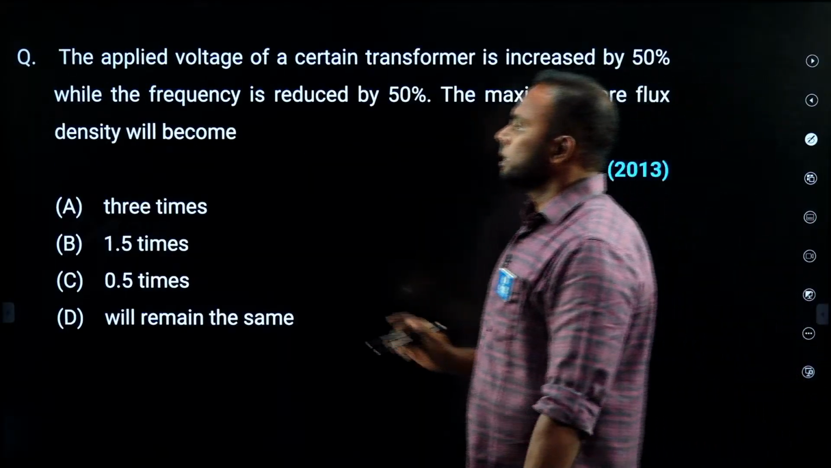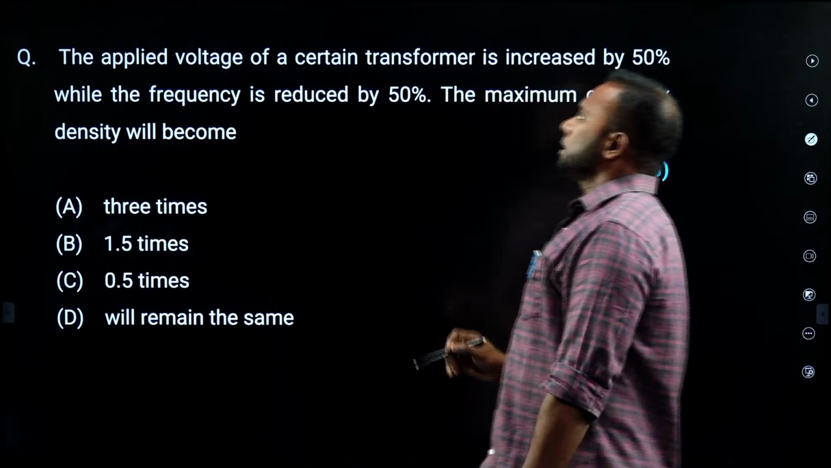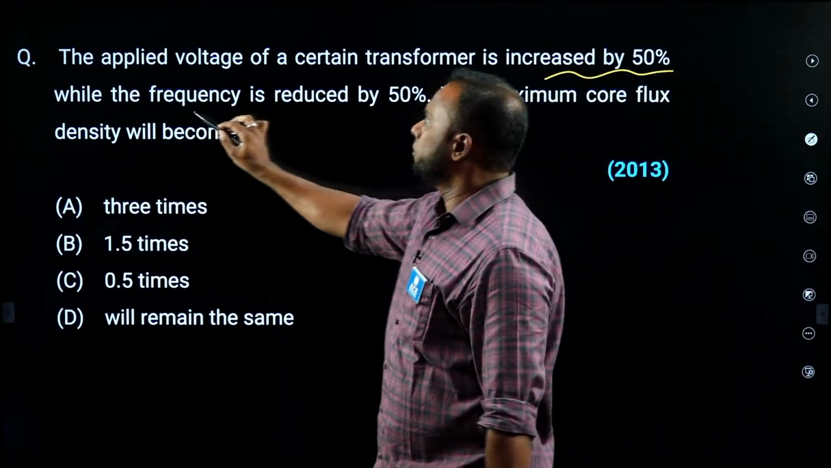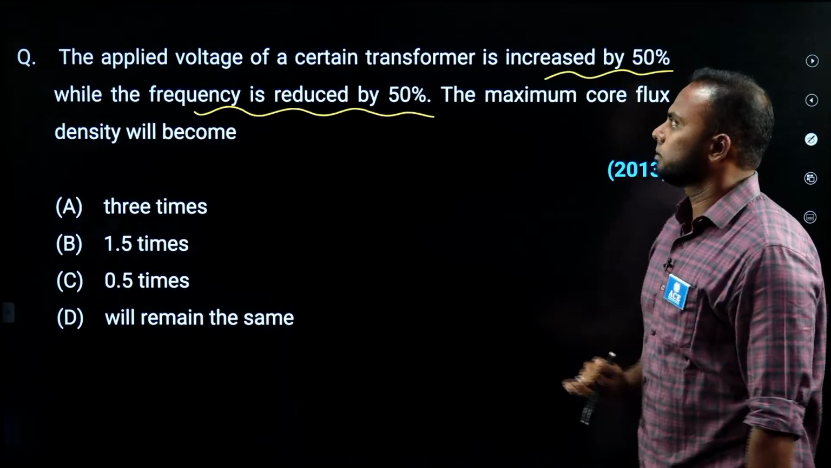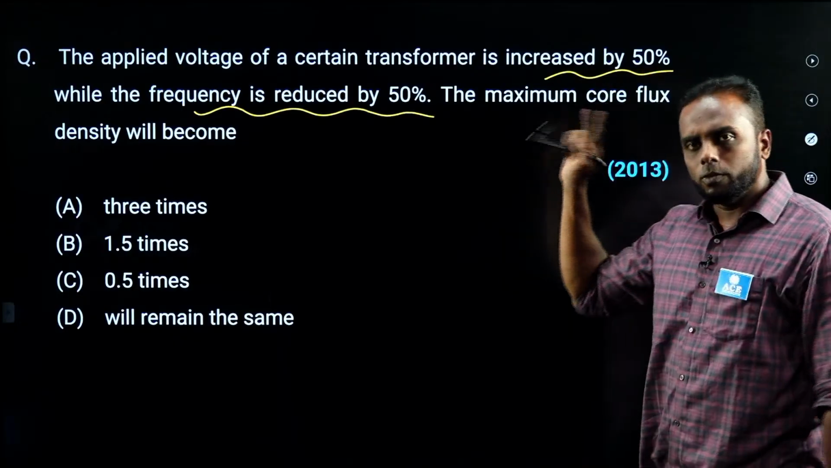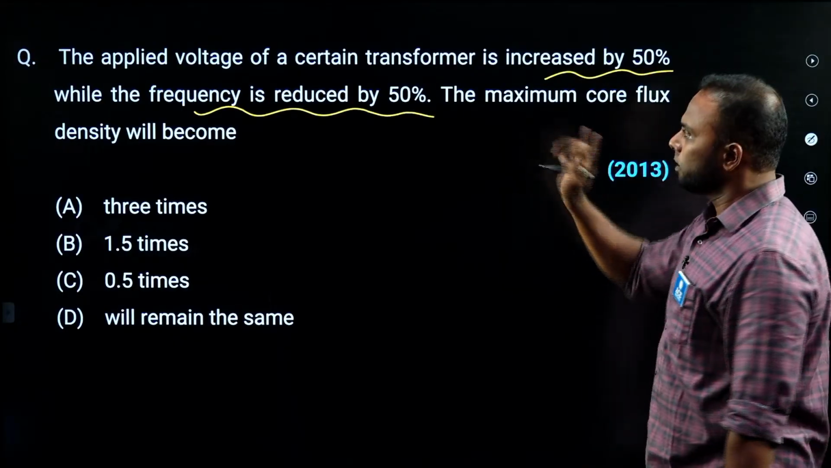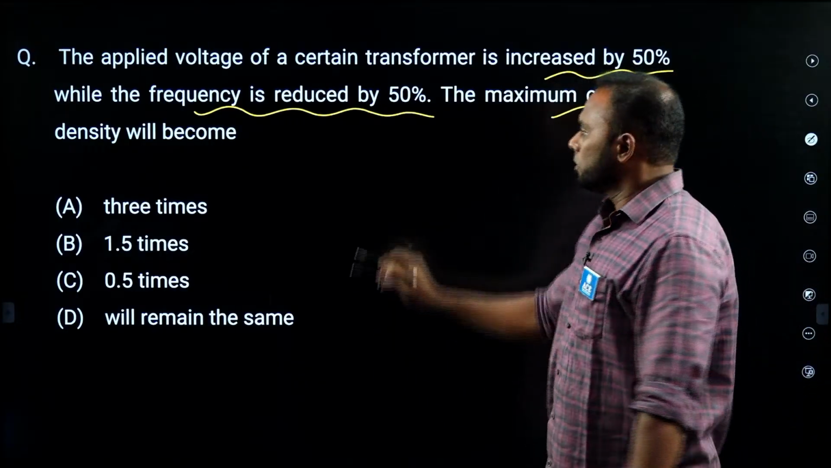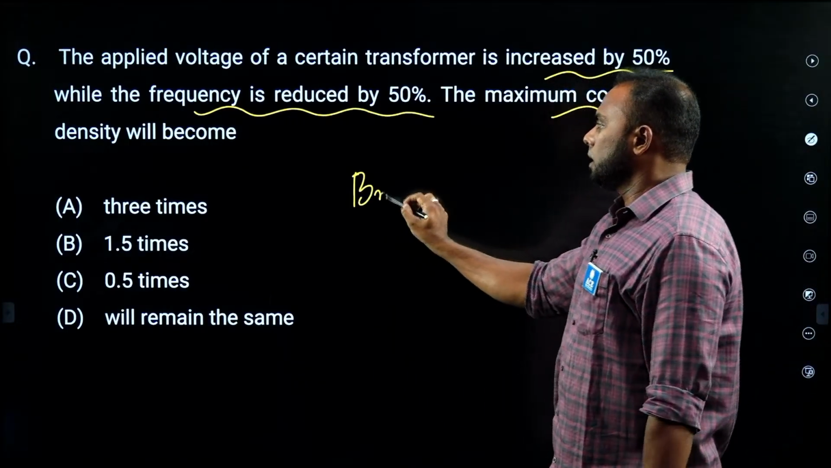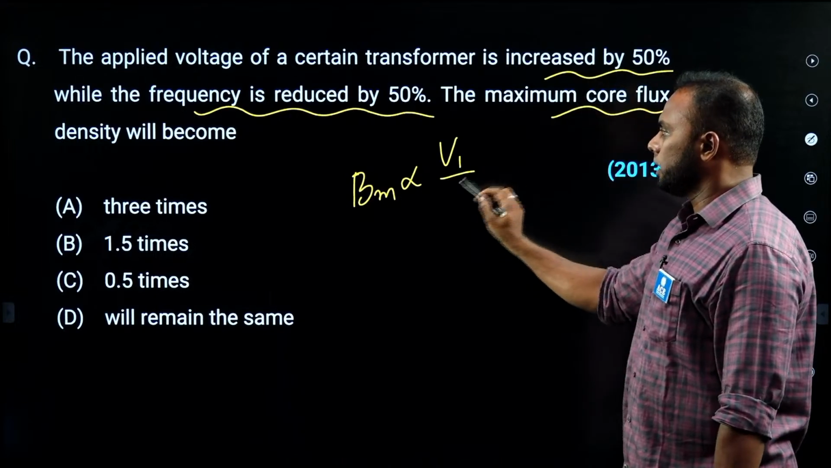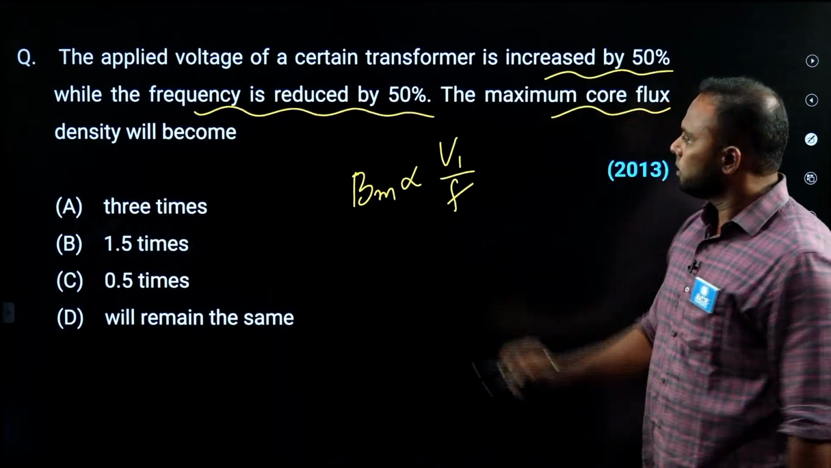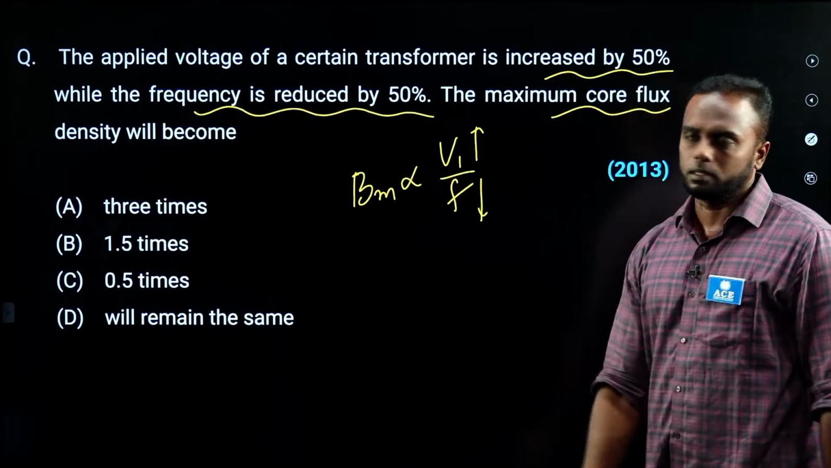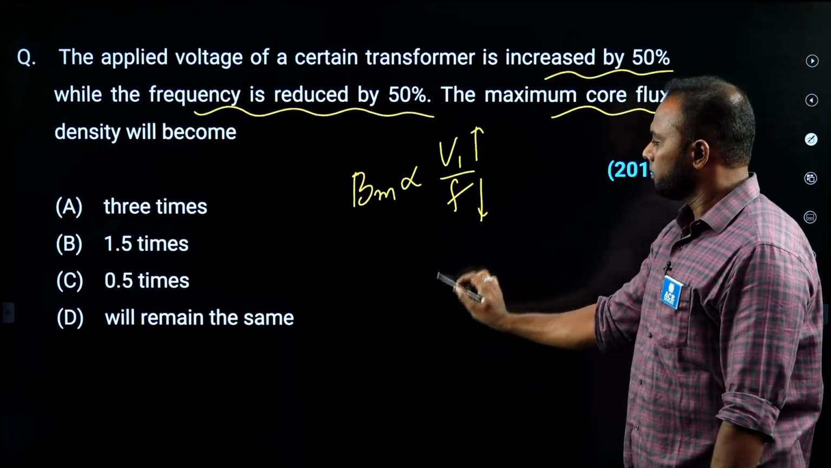Next, see this question. The applied voltage of a certain transformer is increased by 50% and frequency is reduced by 50%. Voltage increased by 50%, frequency reduced by 50%. The maximum core flux density will be dash. So we know the maximum flux density is related to what? The voltage to frequency ratio, no? And here, given voltage increased by 50%, frequency reduced by 50%. Then what are the new values?